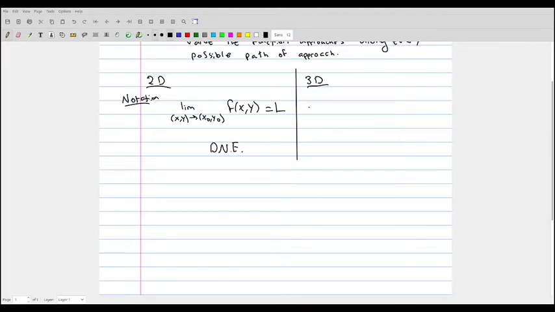For functions of three variables, it's the same idea. We say that the limit as x, y, and z approach the point x naught, y naught, z naught of some multivariable function of three variables is equal to some value L if along every single possible path of approach to the point x naught, y naught, z naught, the function is approaching the same value L, or it could also not exist, in which case the limit would not exist. We just say DNE. This DNE stands for does not exist.